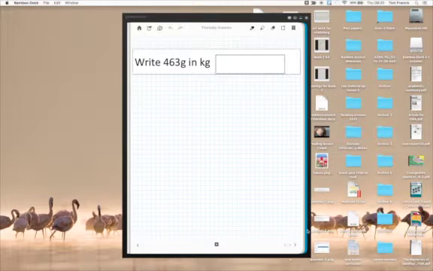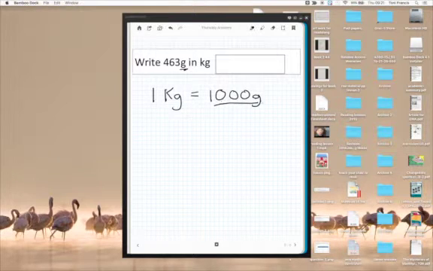Question 5, write 463 grams in kilograms. So let's start with 1 kilogram equals 1,000 grams. Now I am here. High, low. I want to go from high to low. To go from high to low, we need to divide. And we're going to divide by the 1,000.